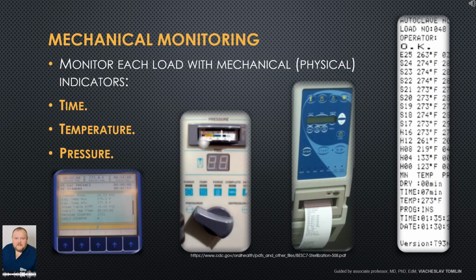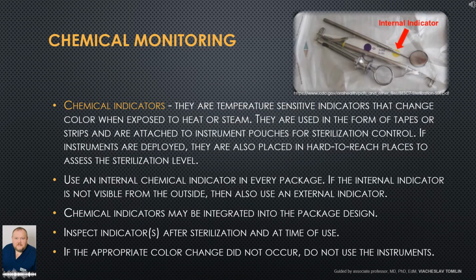Mechanical monitoring. Monitor each load with mechanical, physical indicators: time, temperature, pressure. Chemical indicators are temperature-sensitive indicators that change color when exposed to heat or steam. They are used in the form of tapes or strips and are attached to instrument pouches for sterilization control. If instruments are deployed, they are also placed in hard-to-reach places to assess the sterilization level. Use an internal chemical indicator in every package. If the internal indicator is not visible from the outside, then also use an external indicator.